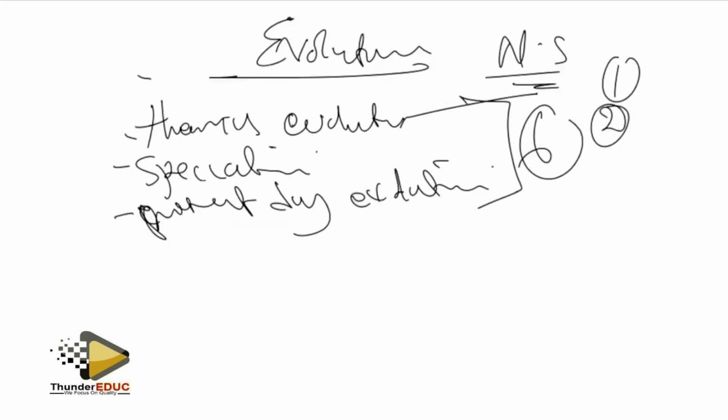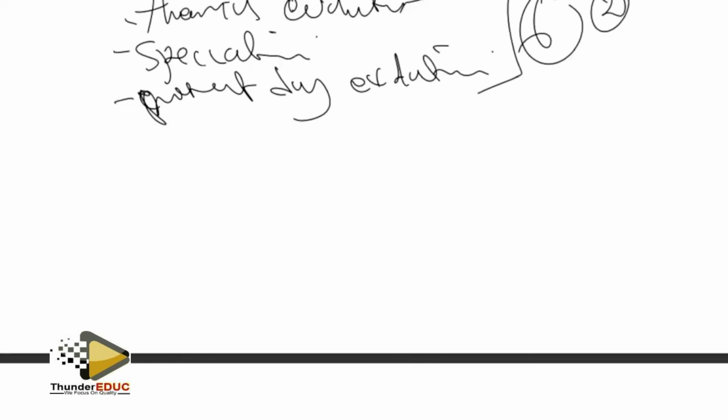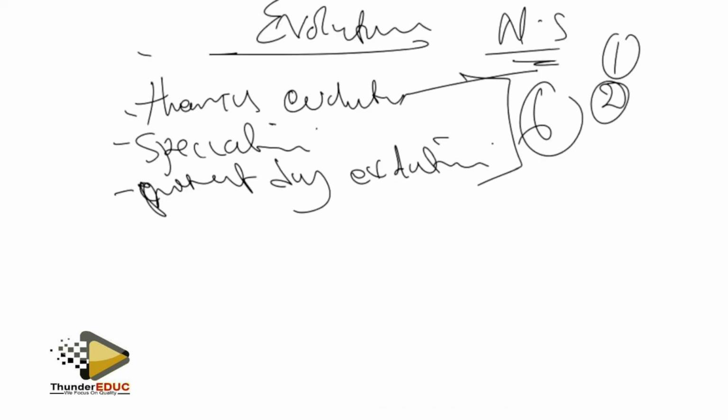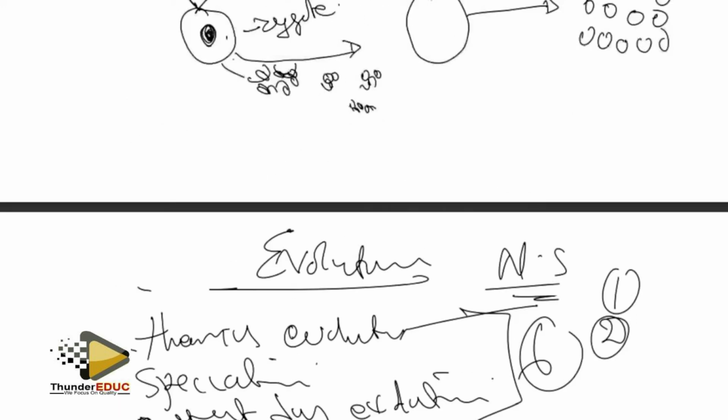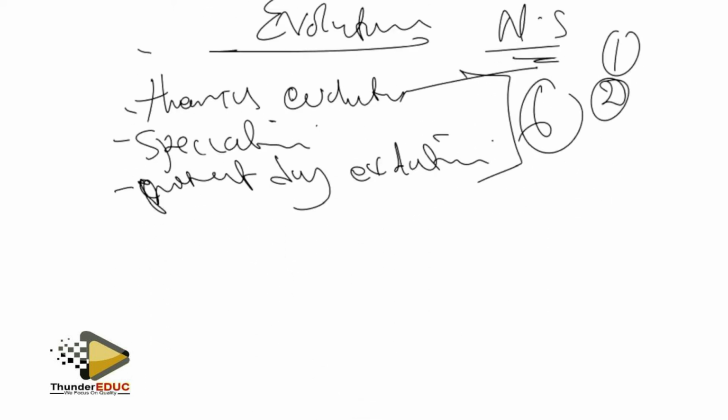Speciation. Now, students confuse speciation with natural selection. What is speciation? Speciation is the formation of new species. Please don't confuse those two. Look, speciation is the formation of new species.